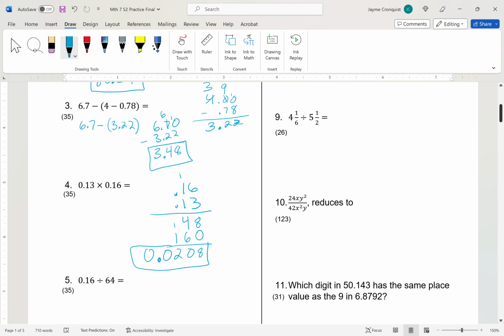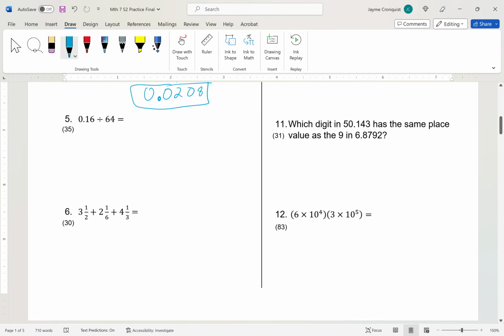Alright. Now we have 0.16 divided by 64. So we have 64 and 0.16. Well, 64 doesn't go into any of those, so we're going to have a 0.00 and give it a 0. 64 does go into 160, and it goes in twice, and that's 128, which is going to leave me 32.